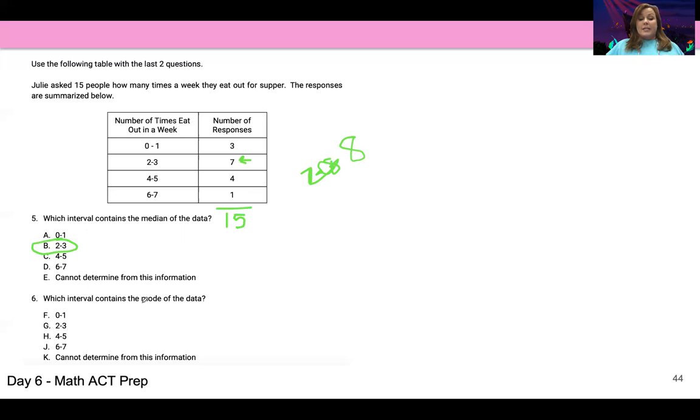Which interval contains the mode? The mode is the one that occurs most often. You should be able to look right there and go 2 to 3. Boom, that's probably a 5-second question. Saves you some time for the harder ones.